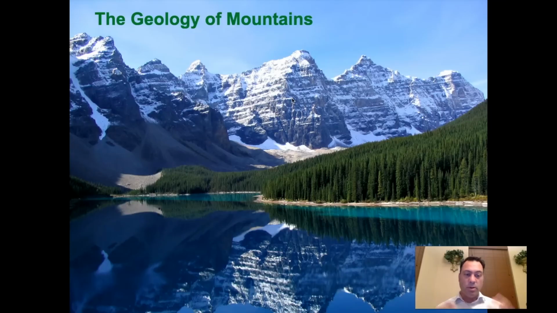Anybody who loves mountains and wants to know where they come from, especially mountain belts, is really where we're going to be focusing, not necessarily individual mountains, but on entire mountain chains. I think you're going to really get a lot out of this. So let's go ahead and jump into it.